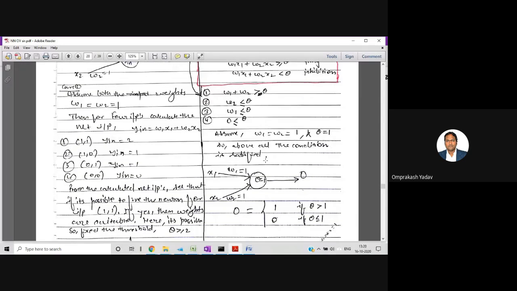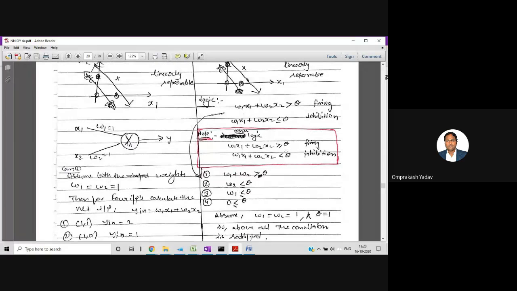By the second method, you can now solve the OR problem also.